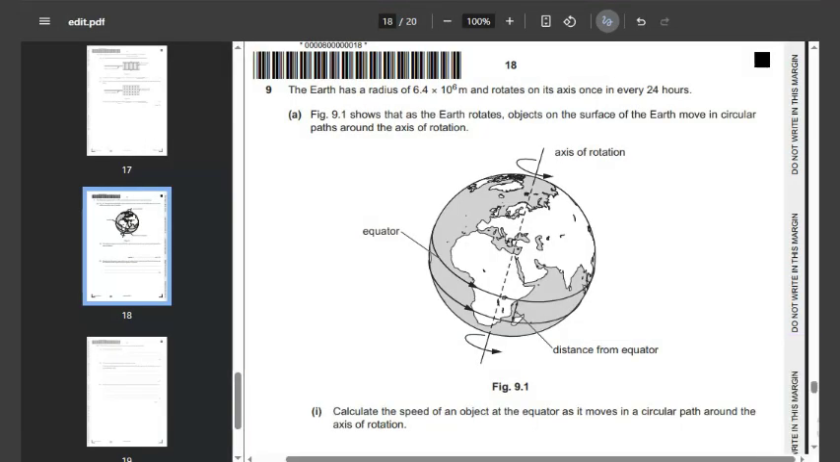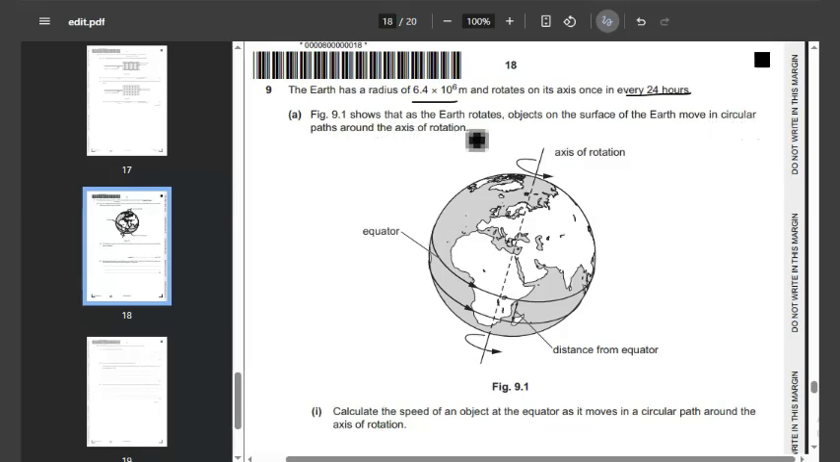Now let's move on to the last question of this paper. Question 9. The Earth has a radius of 6.4 × 10^6 meters and rotates on its axis once in every 24 hours. Question A. Figure 9.1 shows that as the Earth rotates, objects on the surface of the Earth move in circular paths around the axis of rotation.